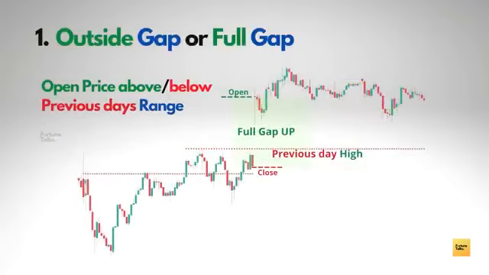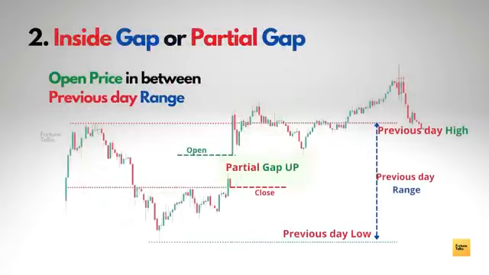Now this happens when the market opened outside the previous day range. That is, the candle opened outside the previous day high or the low for a gap up or gap down respectively. And the second type of gap is an inside gap or a partial gap. In this case, the market opened inside the previous day range. That is, in case of a gap up, the candle opened above the previous day close but not above the previous day high.